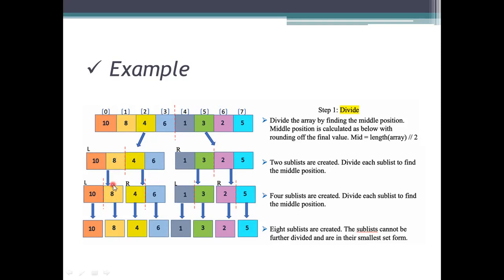So take this value into account and create an array for 10 and 8, and another array for 4 and 6. The left side array is that one, and the right side array will be that one. And coming to the next, let us conquer that.